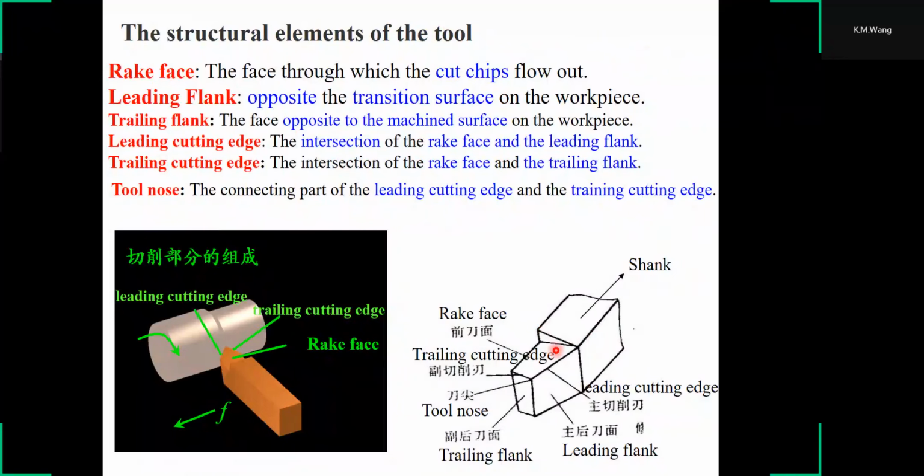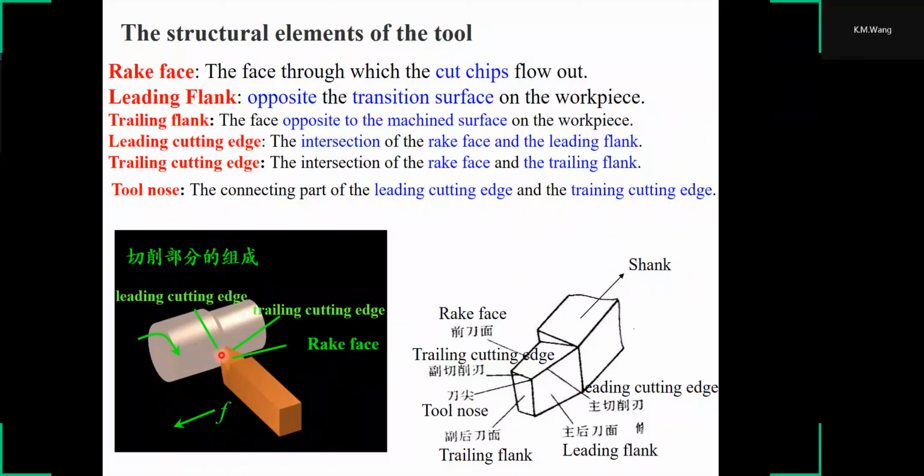This is a turning tool. There are some different definitions we should know. This is a rake face. You can know that this is a rake face, and this surface is a leading flank. This is a leading flank. You can know as in this figure that this is a leading flank. This is the transition surface on the workpiece.